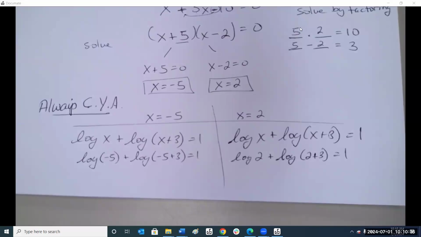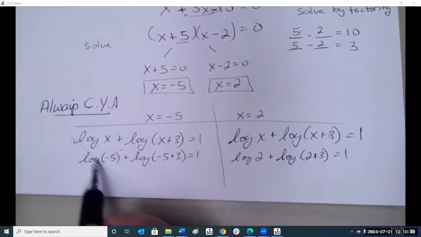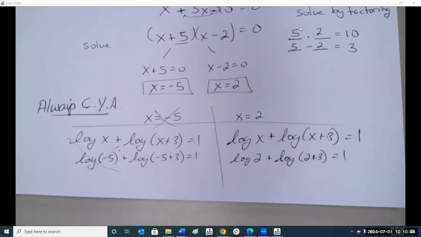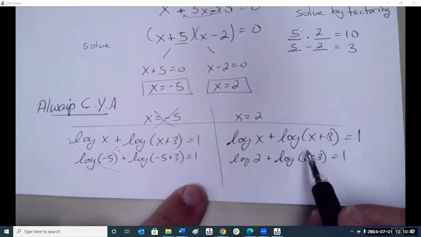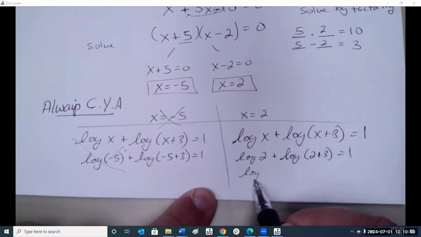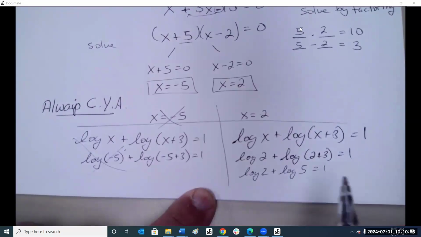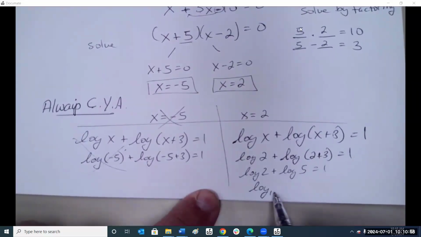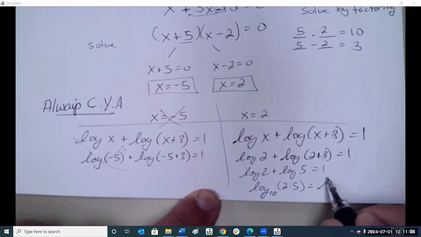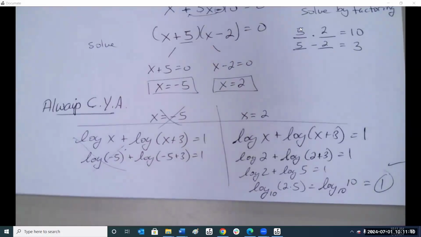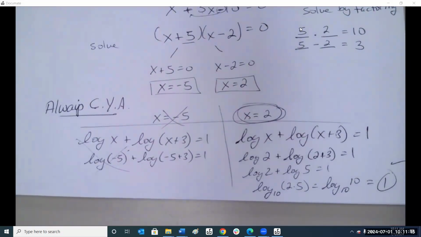On the left side, the -5 cannot work because you cannot take the log of a negative number. So we cannot have -5. On the right-hand side, we have log 2 plus log 5 equals 1. Log base 10 of 2 times 5 is log base 10 of 10. It equals 1, so it works. So the only answer we have is x equals +2.